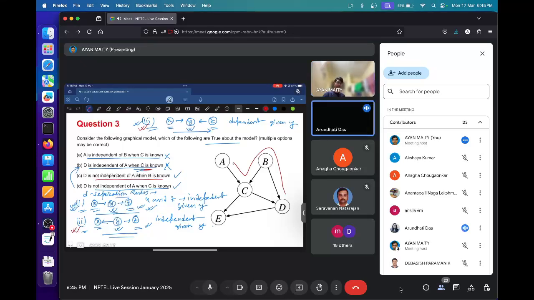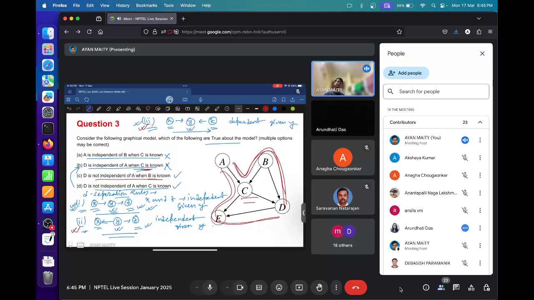But in option B, they are not talking about the path considering the B node. It is only considering that C is known. Here C is known, but you have all the other paths. This is one path, this is another path. C is only known. It is not saying that you have to only consider paths along C. And also each of these paths is going through C, isn't it? All these paths are going through C.